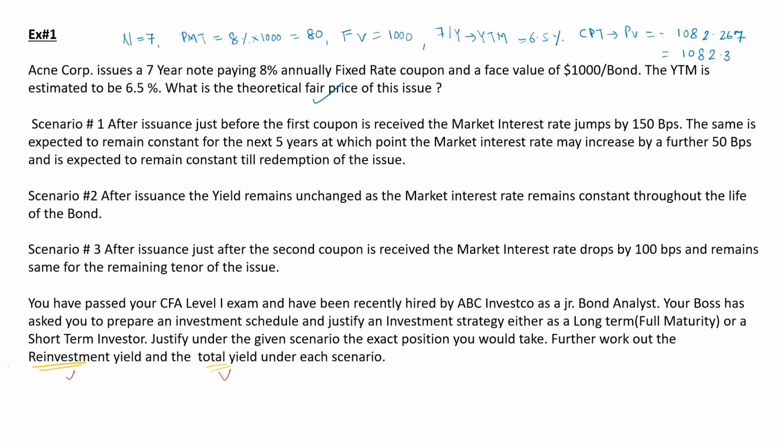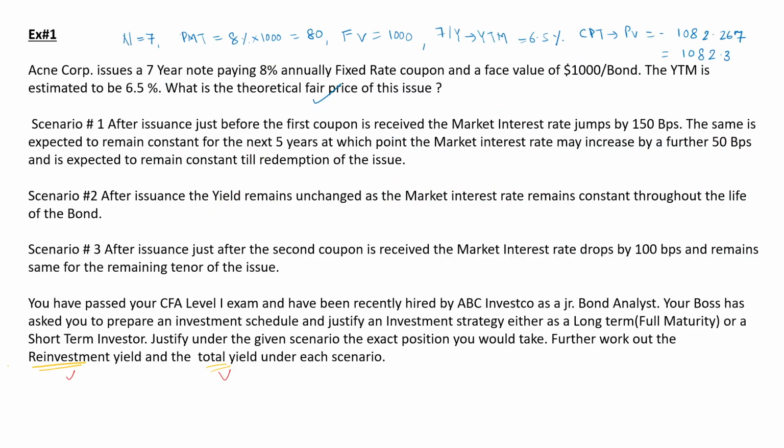The third part of the problem says that after issuance, just after the second coupon is received, the market interest rate drops by 100 basis points. So when the market interest rate drops by 100 basis points, what is going to be the reinvestment yield? In the third case, the situation is absolutely similar, with the additional twist that it is happening after the second coupon is received. After the second coupon is received, the market interest rate would drop by 100 basis points, and it will remain the same for the remaining tenor.